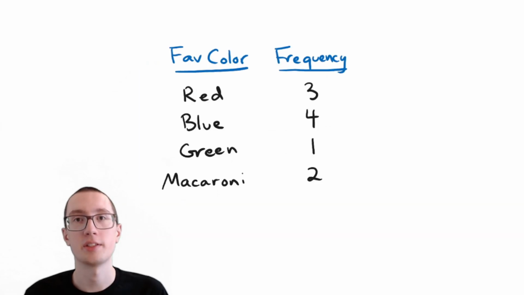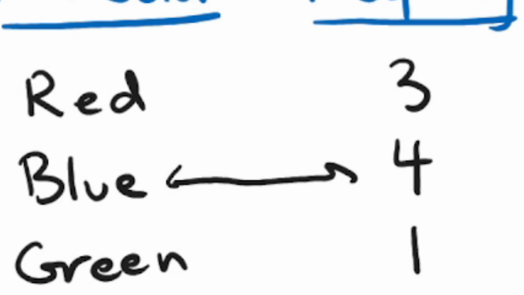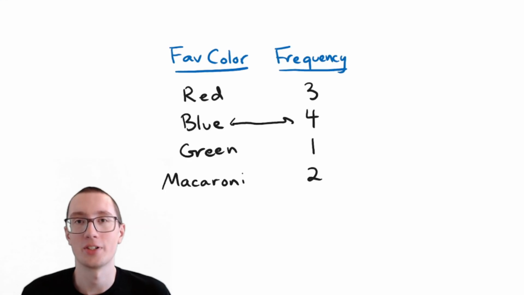And finally, you should just have a basic idea of how to read tables. So like, if I was to ask you, what is the most common favorite color in this group? Well, blue, because 4 people said it. That's the most people. That's it. That's all you're going to need.